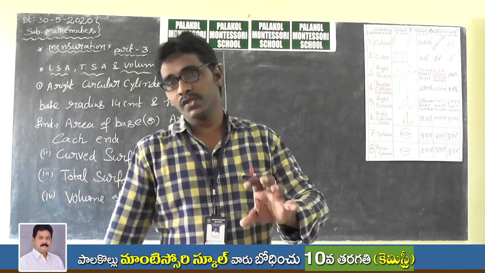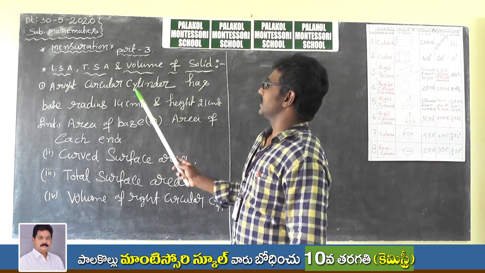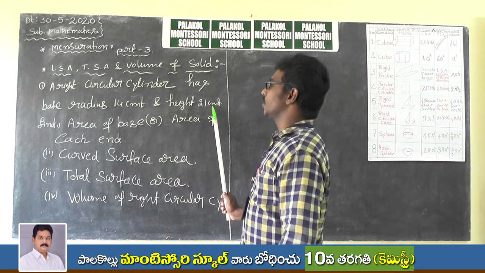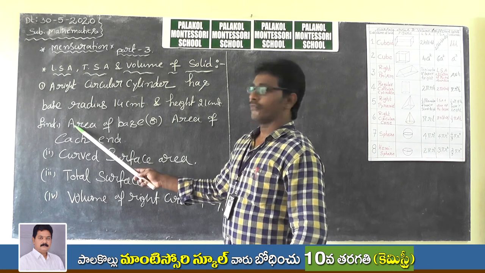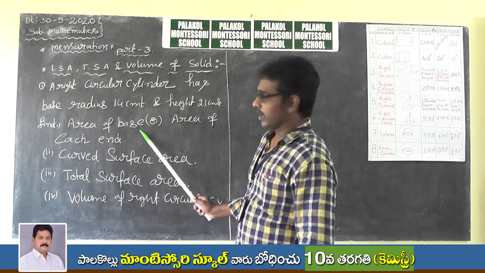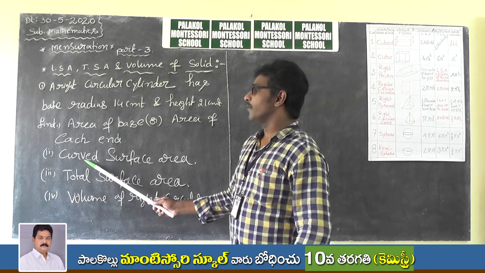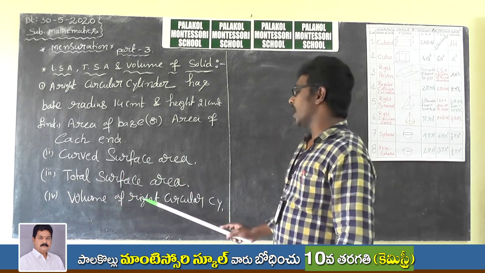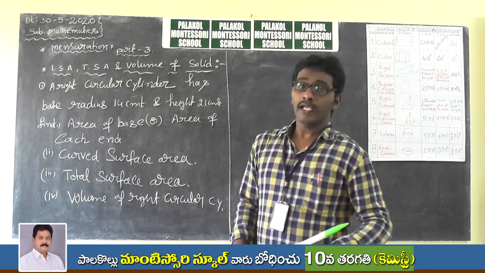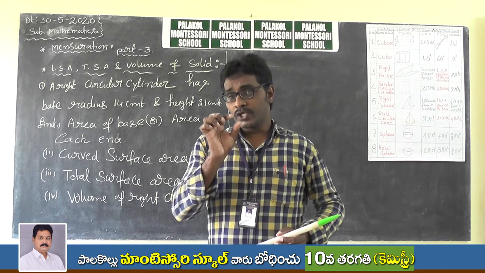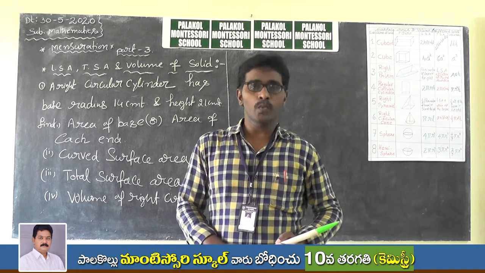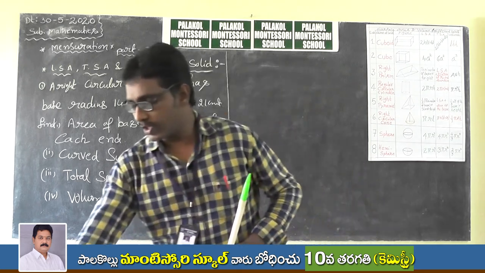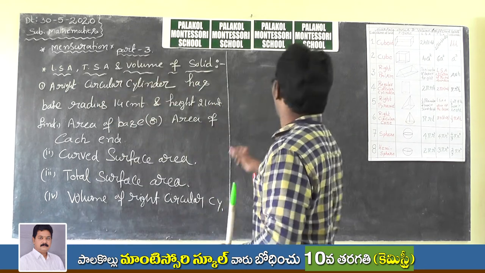Wait guys, first you study that question. A right circular cylinder has base radius 14 centimeters, height 21 centimeters. In this, find the area of the base or area of each end. Second, curved surface area. Third, total surface area. Fourth, volume of the right circular cylinder. Guys, when you study the sum, first find out which solid is given. What type of solid is given? Right circular cylinder is given. So immediately you draw a rough diagram, and I do the solution.